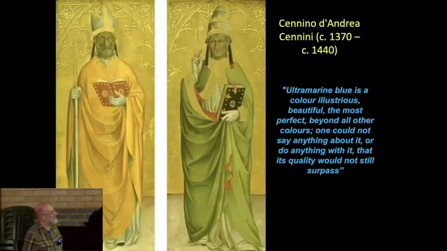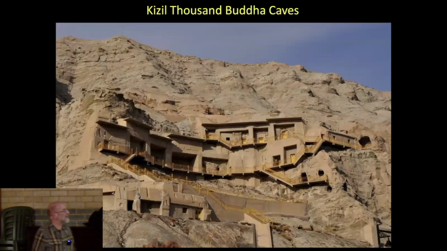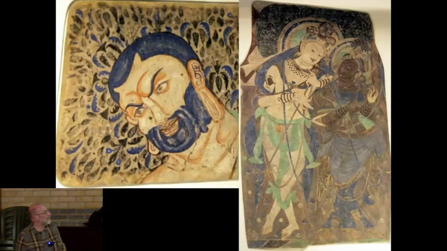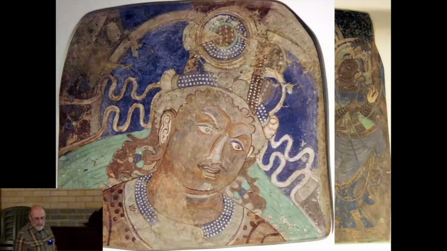Cennini, of course, had something to say about this. He said, ultramarine blue is a color illustrious, beautiful, the most perfect. Beyond all other colors, one could not say anything about it or do anything with it that its quality would not still surpass. And it was used just off the Silk Road in the Thousand Buddha Caves. This is about 80 kilometers off the Silk Road. These early Buddhist paintings depict the various stages in the life and adventures of the Buddha, and it's all using lazurite as the blue material for the background.